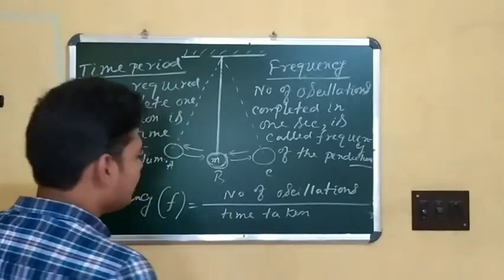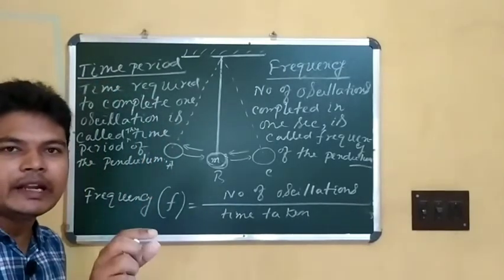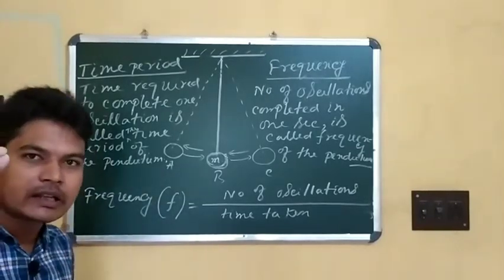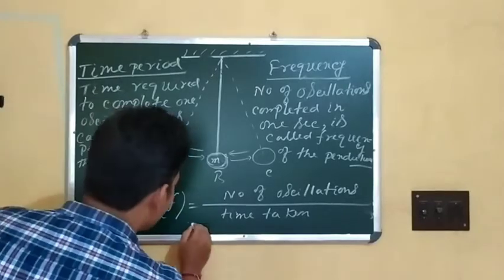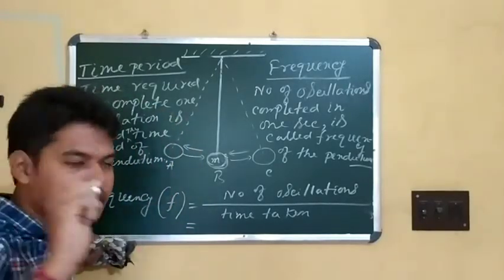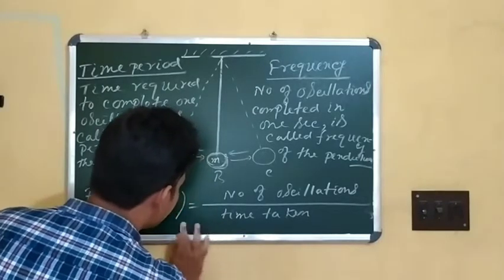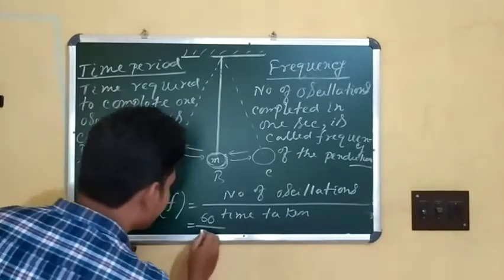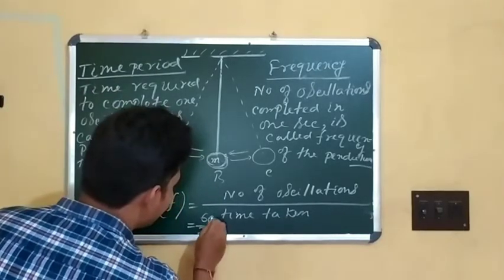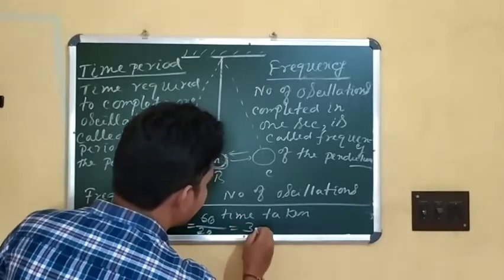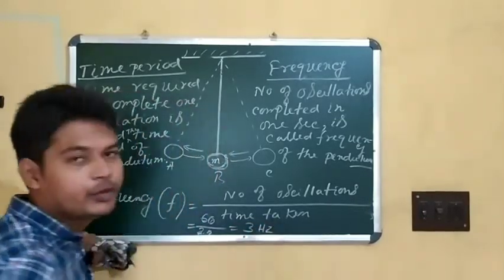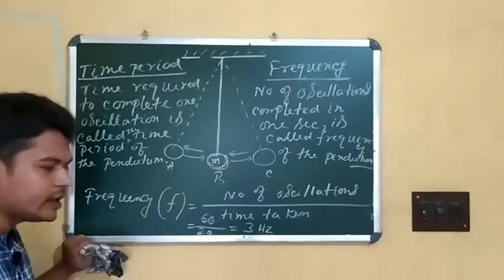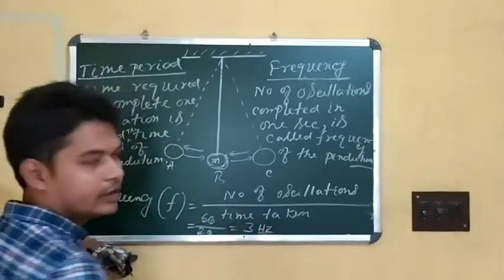So you just write down, if the same question is given, in 20 seconds 60 oscillations are completed by a simple pendulum, then what will be the frequency? What was the number of oscillations? 60. You write down here 60. And what was the time taken? 20 seconds. So 20. That gives 3. Hertz is the unit of frequency. Hz, it is written Hertz. In short, it is written Hz, Hertz.